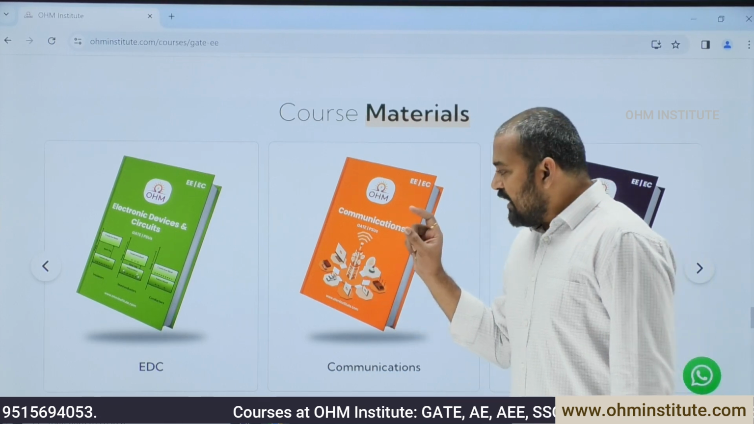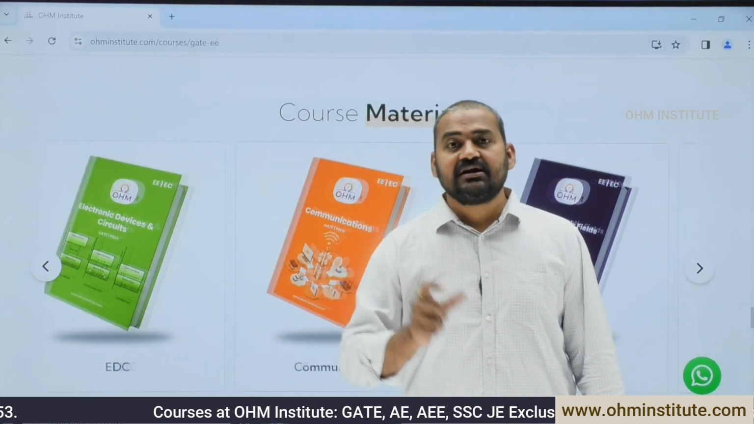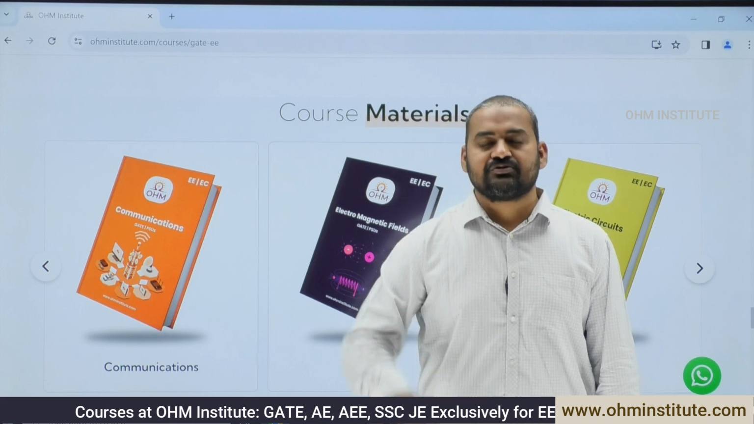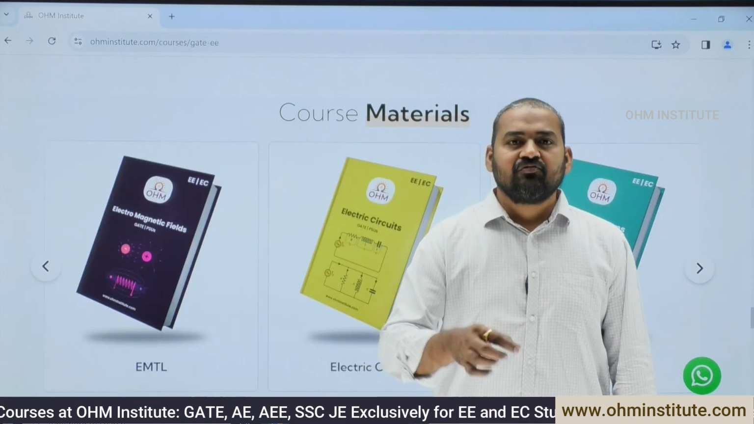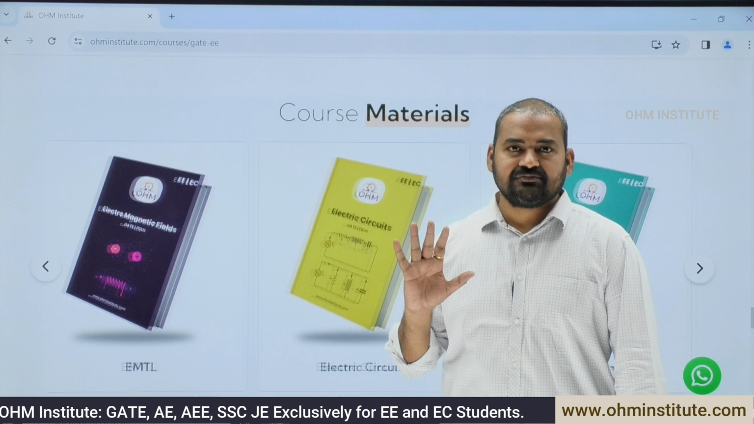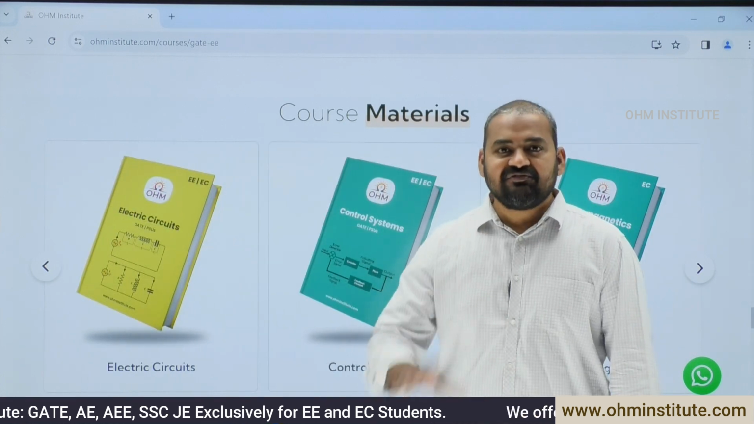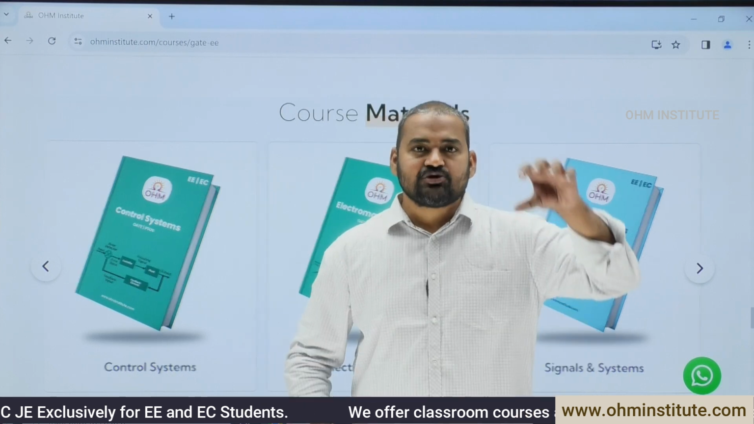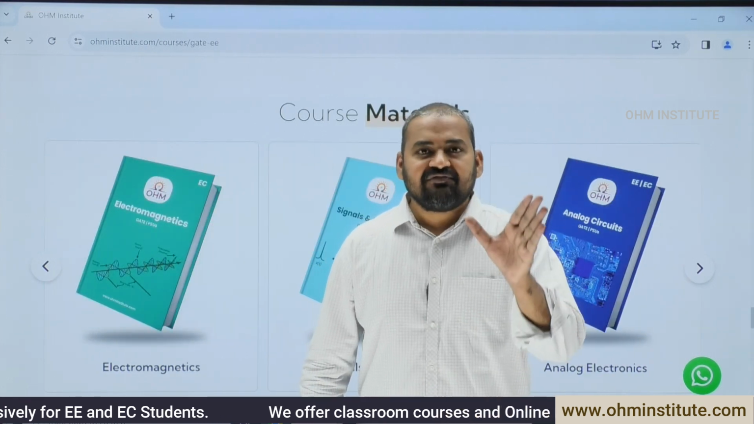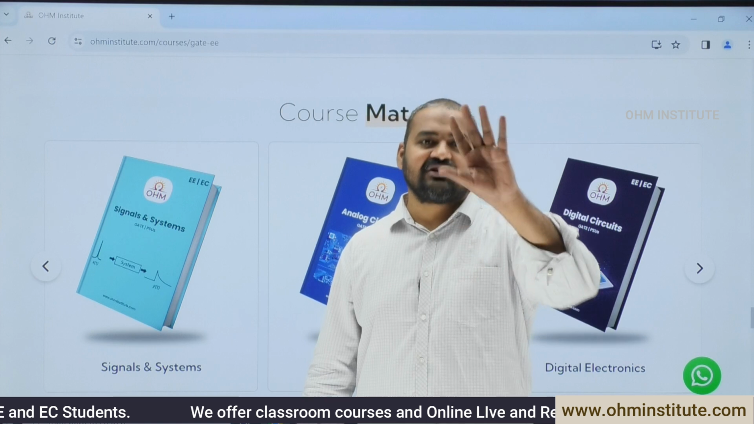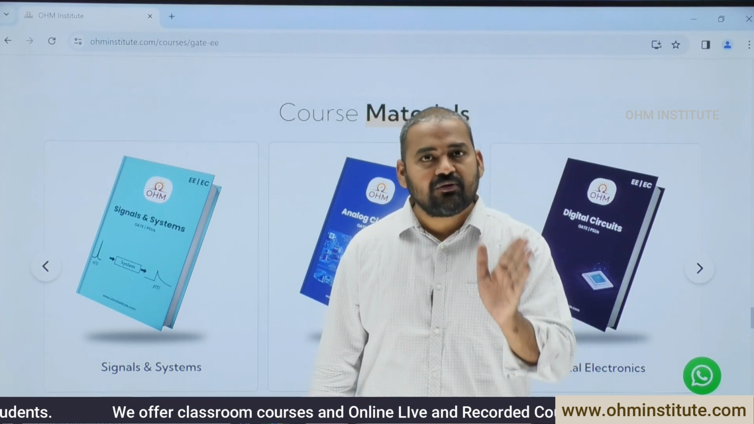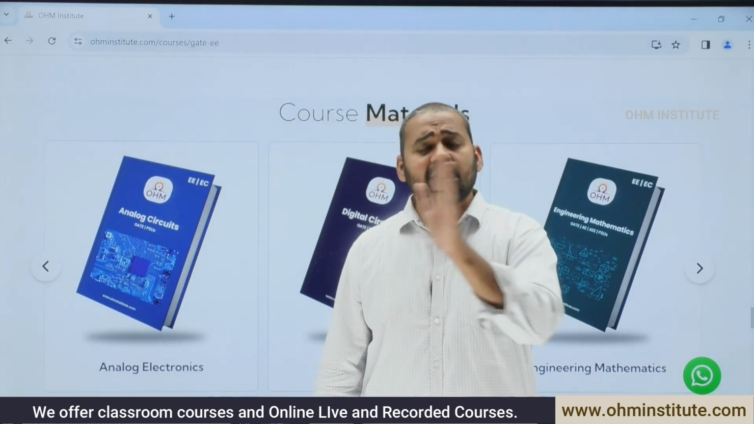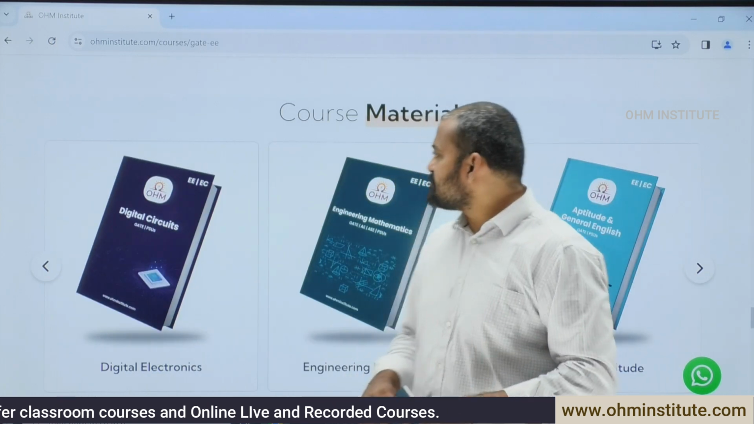The next thing is handouts. The specialty at Om Institute is daily handouts. As I mentioned, every day we will issue one handout paper for you. That handout paper will have 15 to 20 questions. If there are 20 questions, 15 questions we will solve in the classroom itself, and 5 to 6 questions we will give as homework for you. That is what you have to solve after the class. That is the course material.